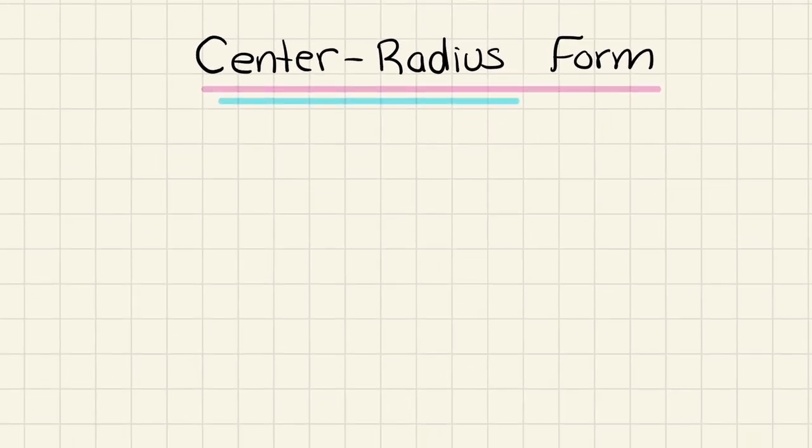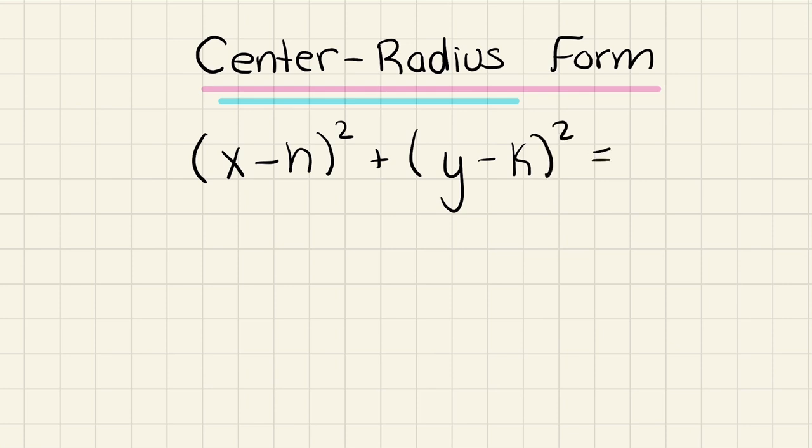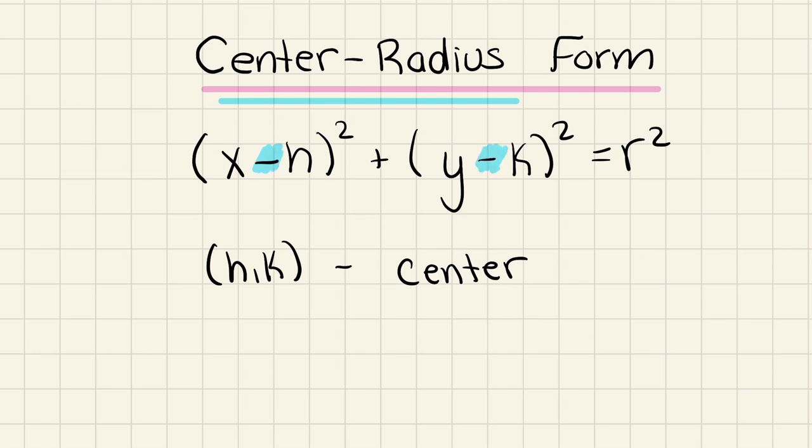So for center radius form, it's actually x minus h squared plus y minus k squared equals r squared. So many letters, I know. So let's talk about what those letters are. H and k actually represent the x and the y coordinates of the center of the circle. So that's our center. And you'll notice that it says minus h and minus k. That means that when you pull out the h and the k, the x value and the y value of the center, from the equation, the signs actually change. So that's important to keep in mind.